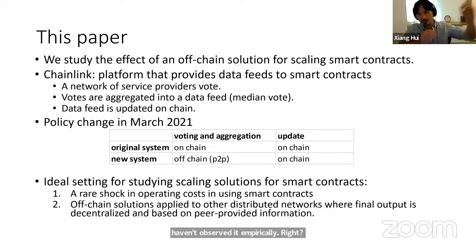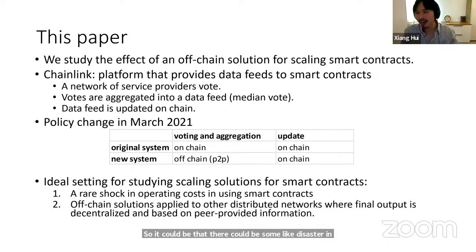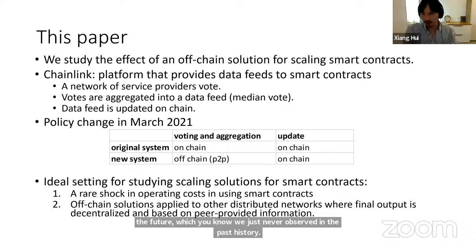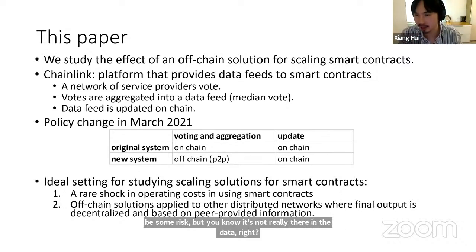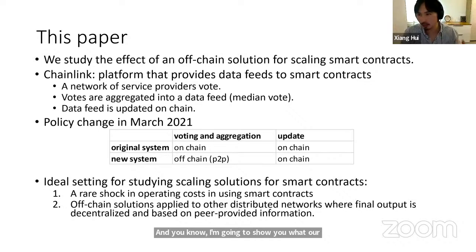But then the question is, how much are you willing to pay in order to use this on-chain method versus this P2P method, where we know there could be some risk, but it's not really there in the data, right? And I'm going to show you what our estimates on the cost saving is when we do the data aggregation off-chain. And if you have a preference about P2P versus on-chain, then you should keep that cost saving also in mind in order to make the optimal decision.